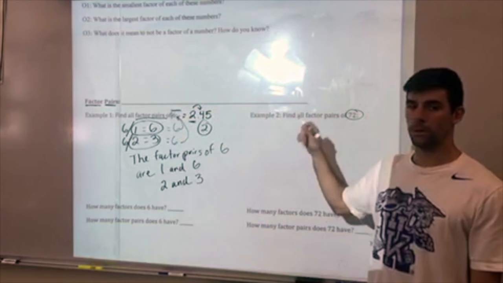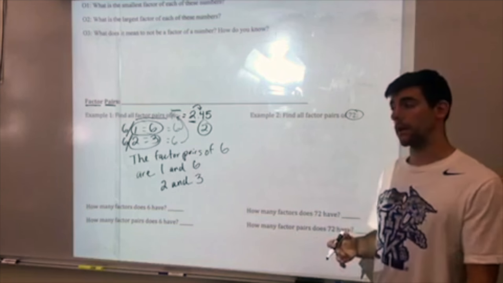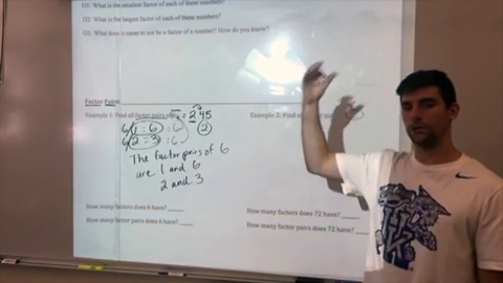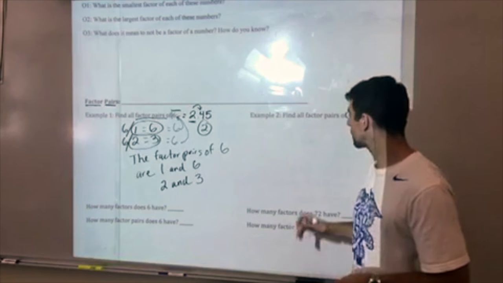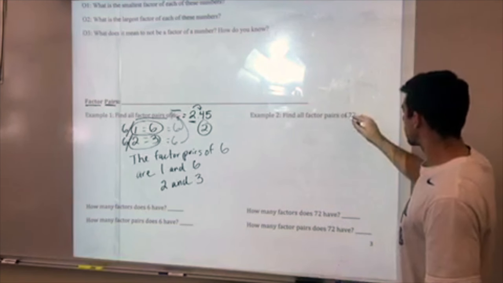I'm not going to say key point, write that down. You should absolutely write that down. Key point: your factor pairs multiply back to get your target number. That's a good check to see, did I really find all the factor pairs? We're going to repeat the same thing for 72. Go ahead and take the square root.